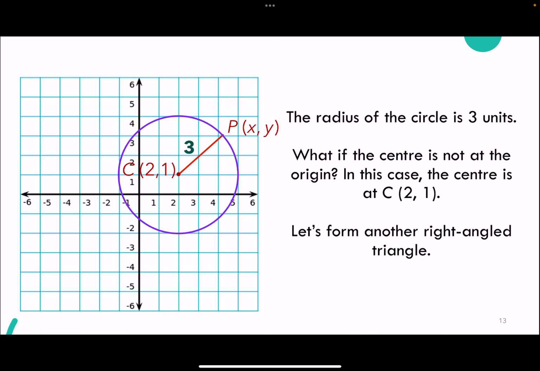But life is not so easy all the time. It doesn't mean that every circle that I have must have the center at the origin, which is 0, 0.